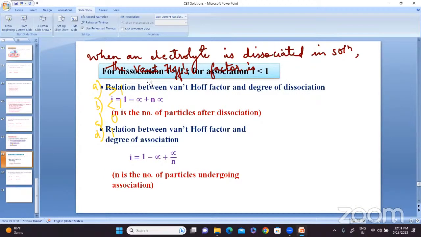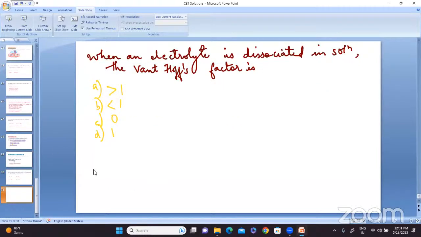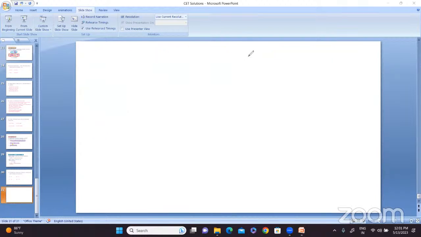Yes. What is the answer? For dissociation, i is greater than 1. For association, it is less than 1. So the answer is A. For dissociation, it is greater than 1. So the answer is A. Right? So next one.